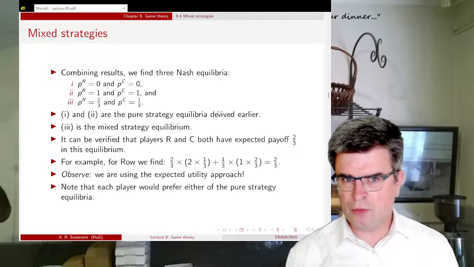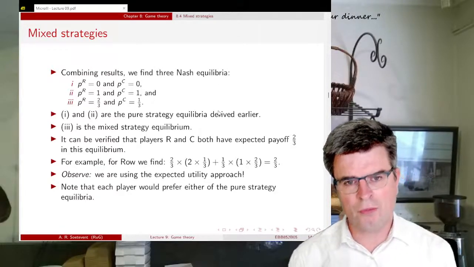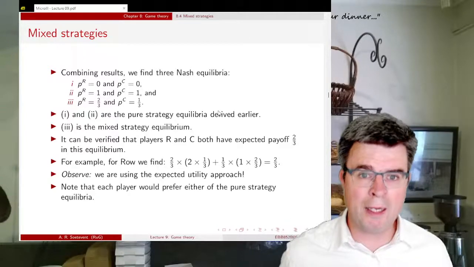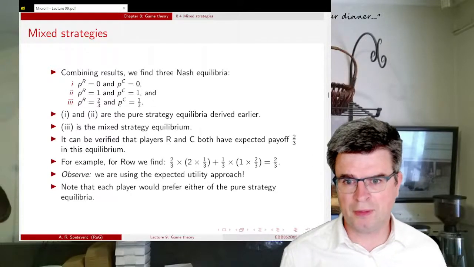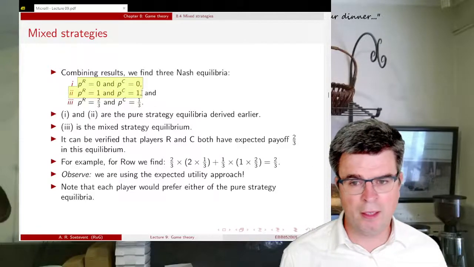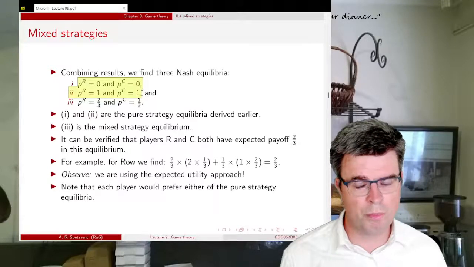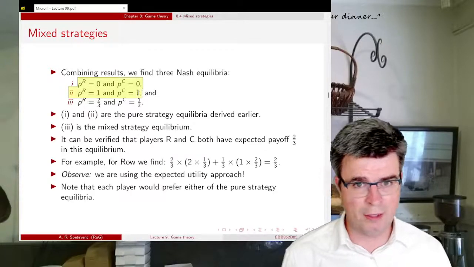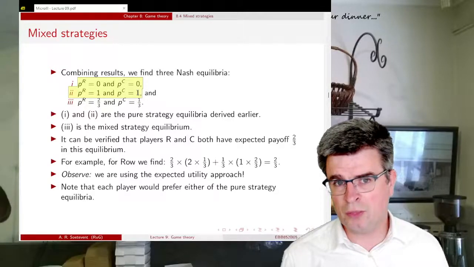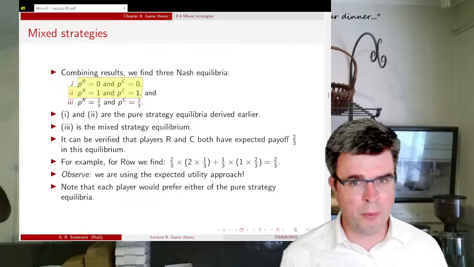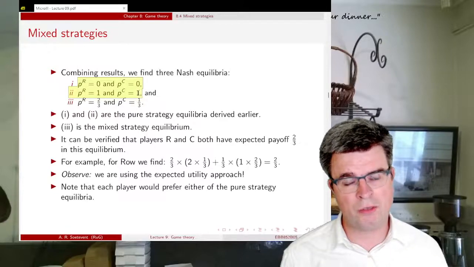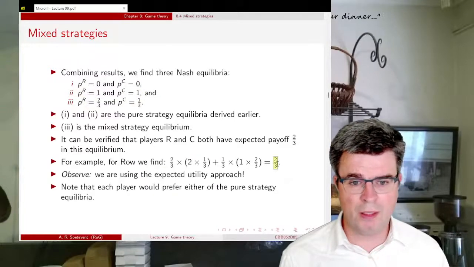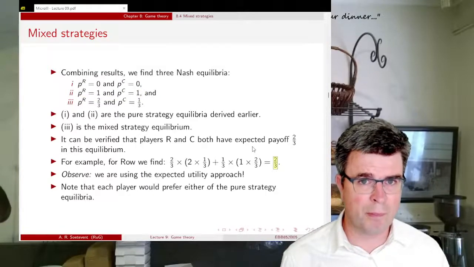And note that each of the players would prefer either of the pure strategy equilibria. So it's not that the mixed strategy equilibrium gives you a higher payoff as a player than playing the pure strategy equilibrium, because playing any of these two pure strategy equilibria would give one of the players a payoff of 1, the player that ends up not in the country of choice but with the partner of choice, and it would give a payoff of 2 to the person who ends up in the country of choice with the partner of choice. Whereas here, both players would only get a payoff of 2/3.